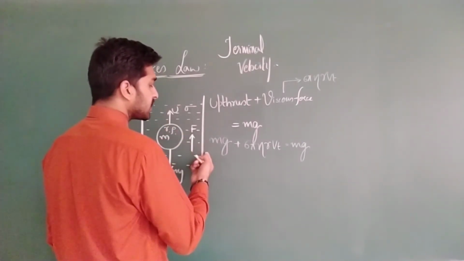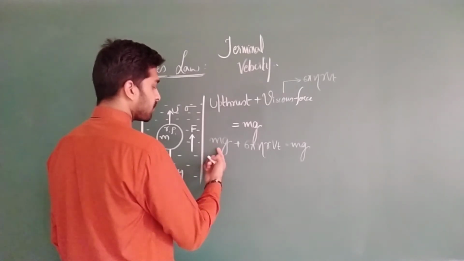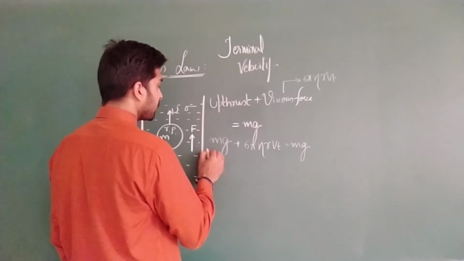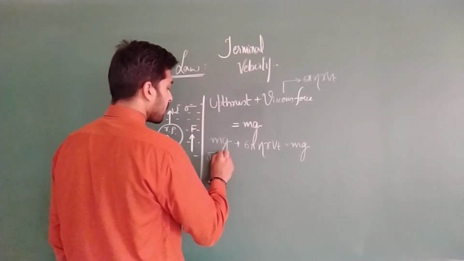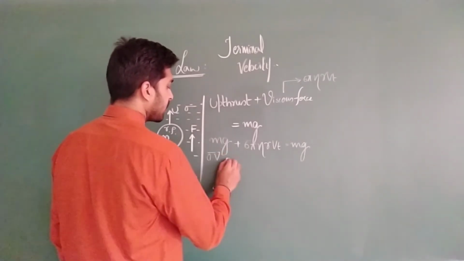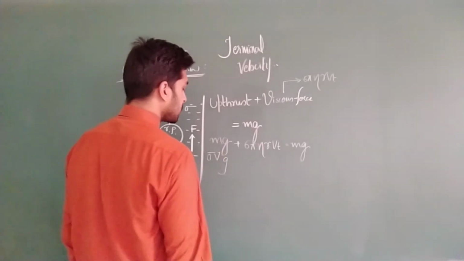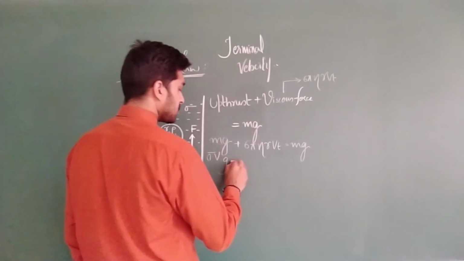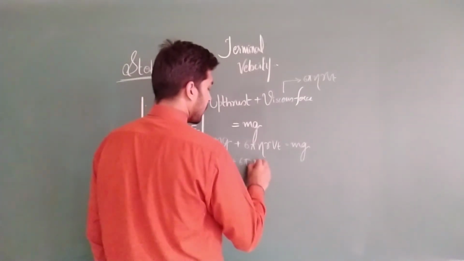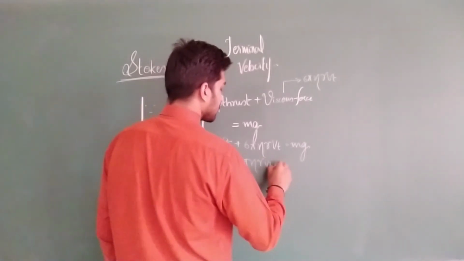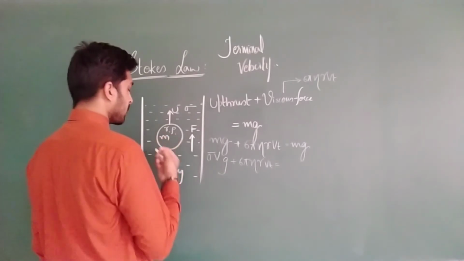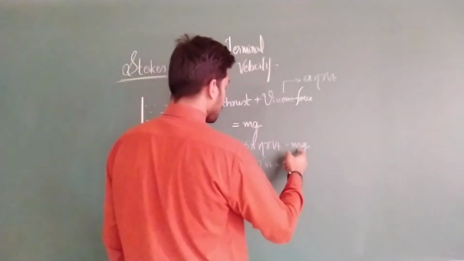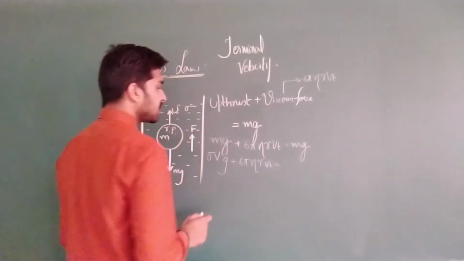We know that density is nothing but mass per volume, so mass is nothing but density into volume. Density for the liquid is sigma. So sigma into volume V into acceleration due to gravity g, plus 6 pi eta r v_T, is equal to mass into acceleration due to gravity for this sphere. So what can we write in place of mass? Density into volume.